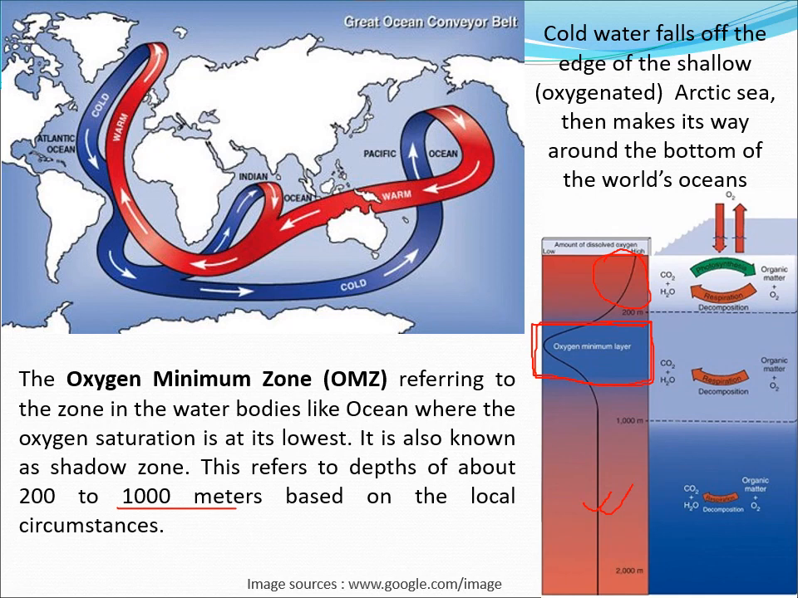So approximately, it is the depth below the photic zone, that is below 200 meter up to 1000 meter, where oxygen saturation is at its lowest. That means there is almost no free oxygen within the water body. That is known as the oxygen minimum zone. Now the oxygen concentration is also affected by salinity, and the presence or absence of oxygen can also affect the preservation of organisms.